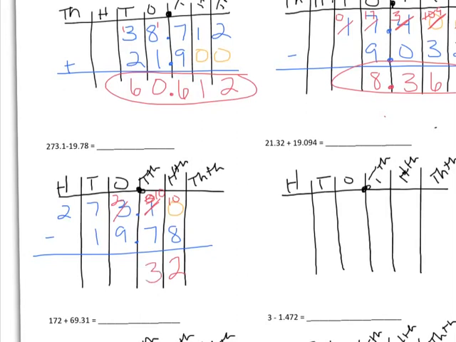2 minus 9, can't do that, so I grab 1 ten. Move that over to the 1, so now I have 12 ones. 12 minus 9 is 3. In the tens, I can take away 1 from 6. 6 minus 1 is 5. 2 minus 0 is 2. The answer is 253 and 32 hundredths.